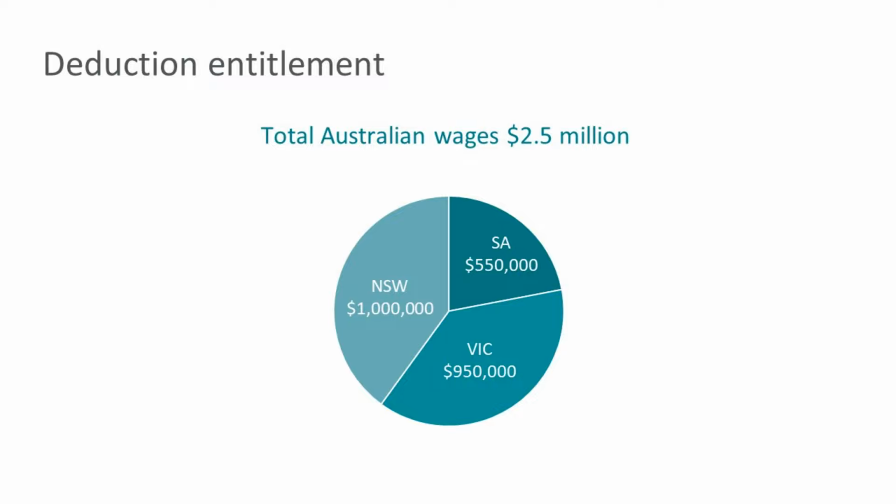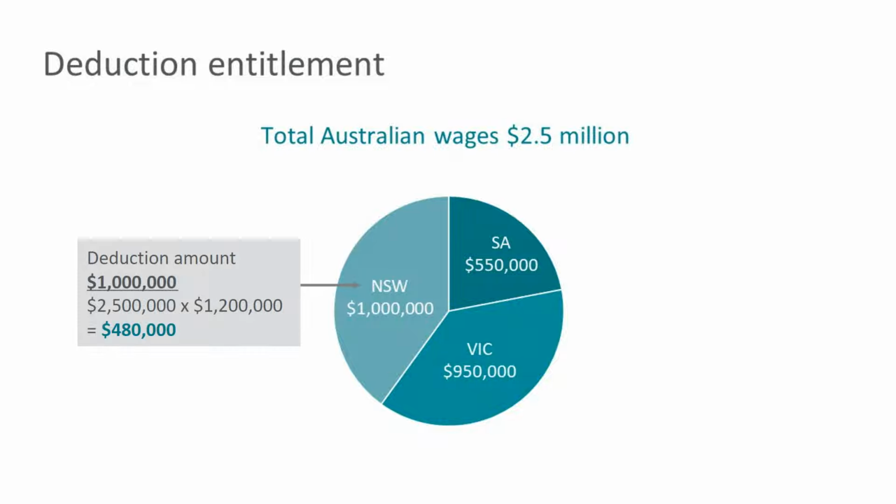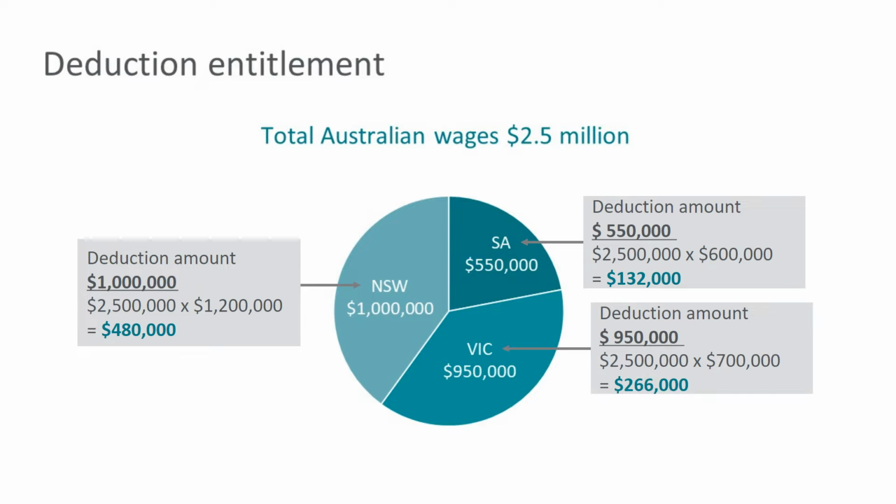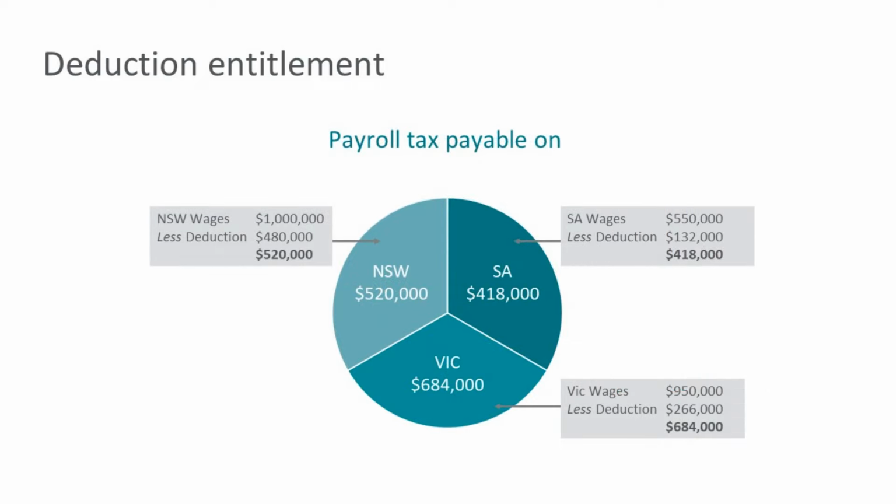The employer will be entitled to deductions in each state as a proportion of their total wages. In this example, the employer would be entitled to a deduction of $480,000 in New South Wales, $132,000 in South Australia, and $266,000 in Victoria. Applying the reduced deductions now applicable in Victoria, South Australia, and New South Wales, you can see on the screen the amount payroll tax will be calculated on.